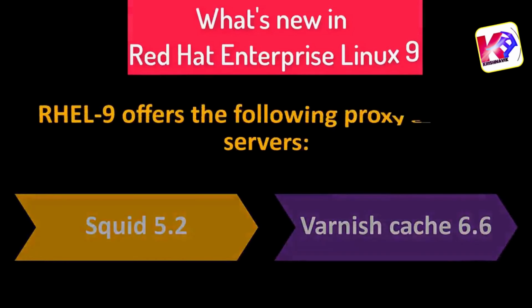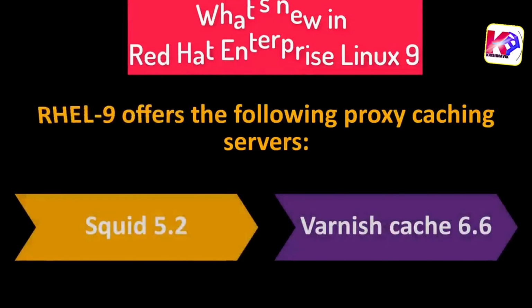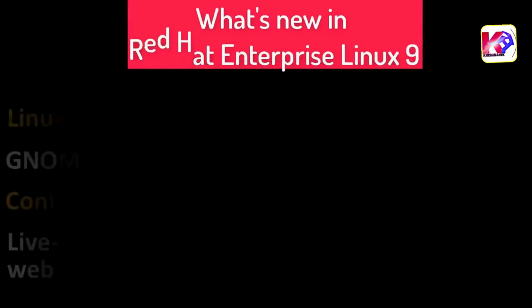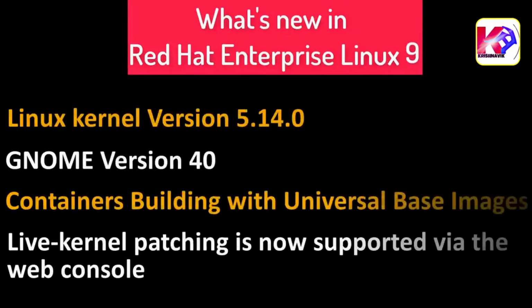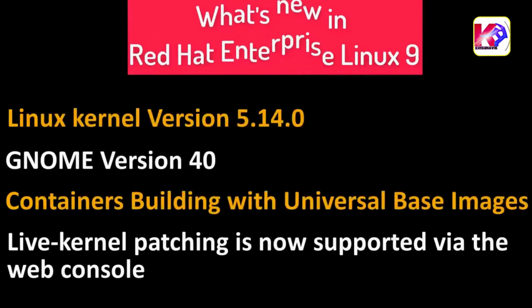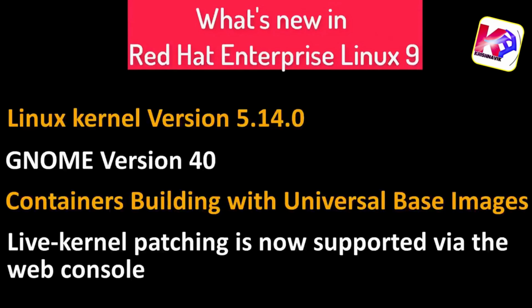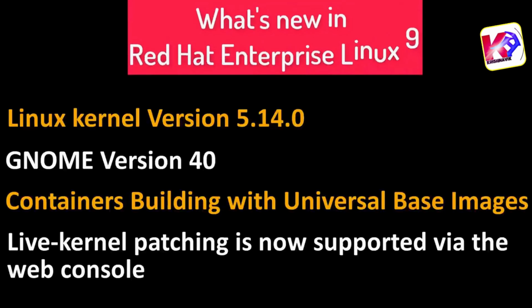RHEL 9 offers the following proxy caching servers: Squid 5.2, Varnish Cache 6.6, Linux kernel version 5.14.0, GNOME version 40, container building with universal base images. Live kernel patching is now supported via web console.